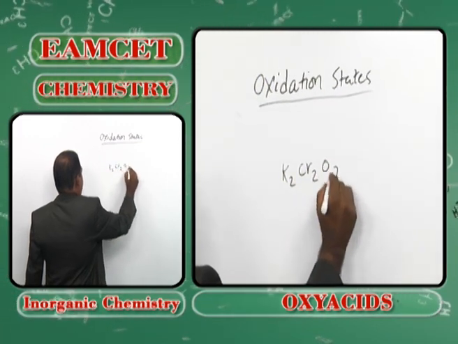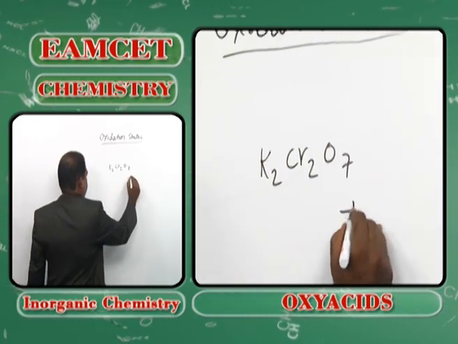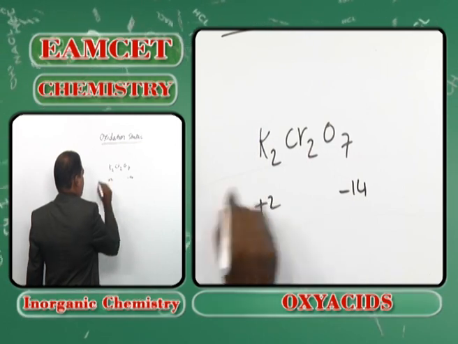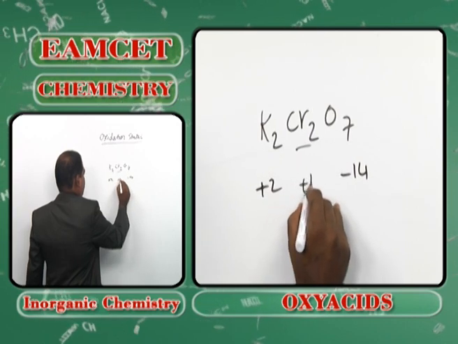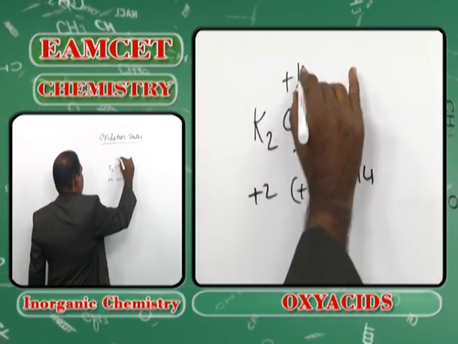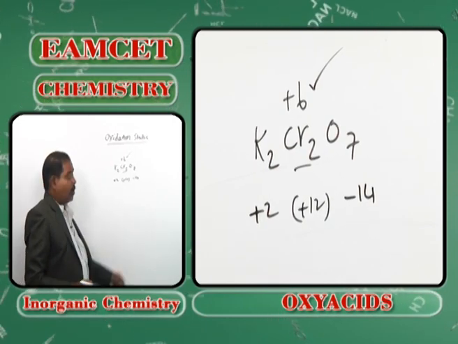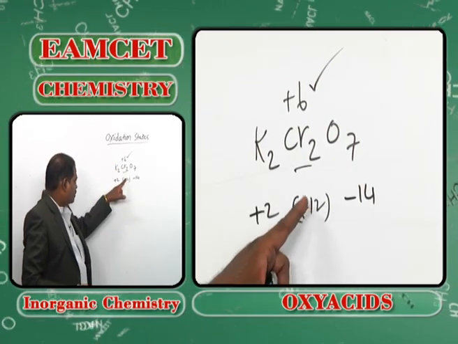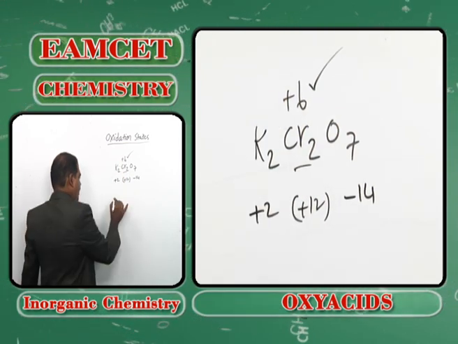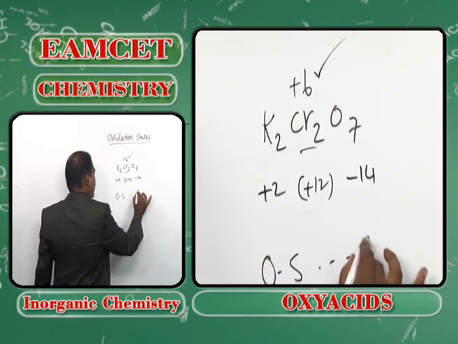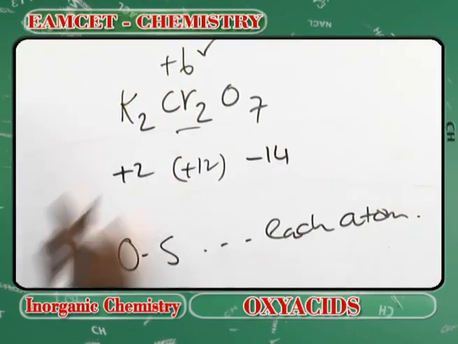K2Cr2O7. What is the oxidation state of chromium? How will you find out? Minus 14, 7 oxygens, plus 2. Why is it plus 2? Fixed. 2 chromiums, plus 12, each chromium plus 6, and this is okay. What is the oxidation state of chromium? Plus 6. So, oxidation state, it is not plus 12, it is shared by 2 chromiums. So, oxidation state is calculated for each atom, per atom.